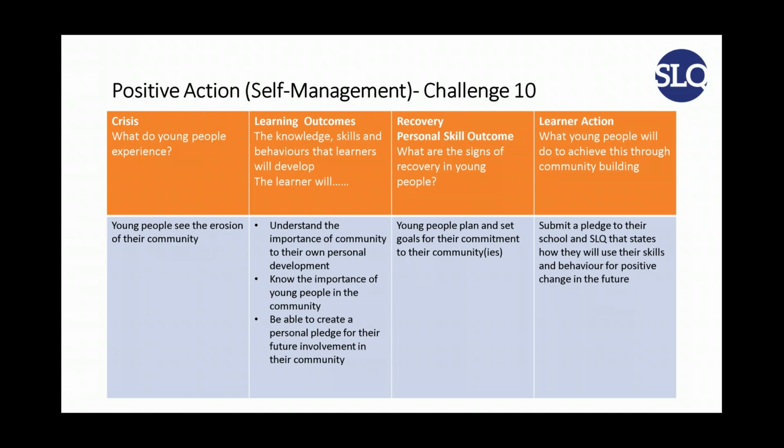So the learner action for this is to submit a pledge to their school and to us as an awarding body that says how they're going to use their skills and behaviour for positive change in the future. So it's not just about how they're going to cope in this current crisis, it's taking it that step further and saying, let's learn from all of this, and moving forward, let's make sure that we have positive changes in the future and that impacts right through.